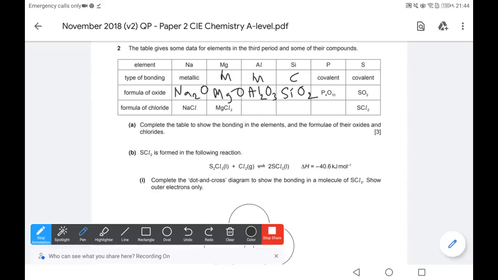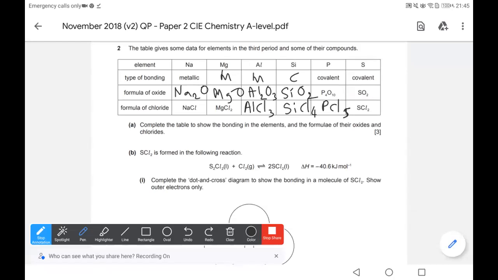Formula of chloride, AlCl3, SiCl4, PCl5. PCl3 is also present, but I wrote the chloride with highest oxidation state. Complete the table to show the bonding in elements. Okay, we already did. SCl2 is formed in the following reaction.